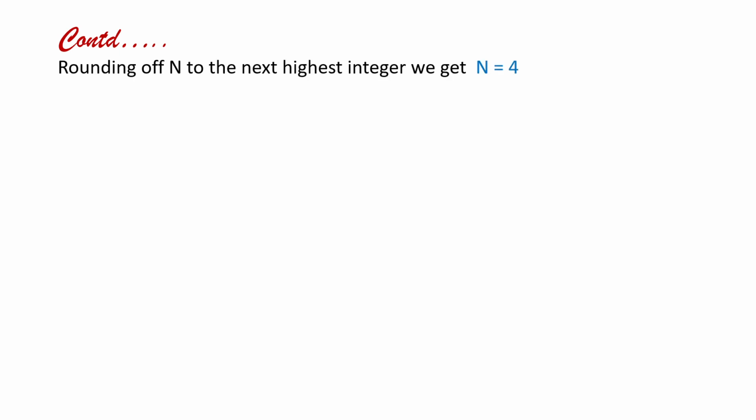Step 2 is to round off to the next higher integer. So rounding off n to the next higher integer, n equals 4.